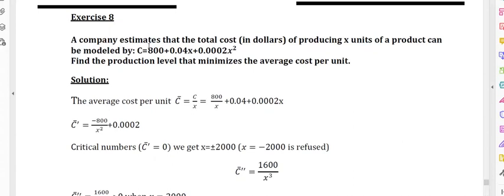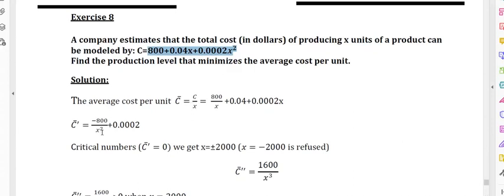The company estimates that the total cost in dollars of producing x units of a product can be modeled by this model. So that is the total cost. Find the production level, which means find the x that minimizes the average cost. So it seems that we need to compute the average cost from the given total cost. So we know that the average cost is C by x. We will divide every term here by x to generate the average cost, and then we go minimize it or see when it's going to be minimum.